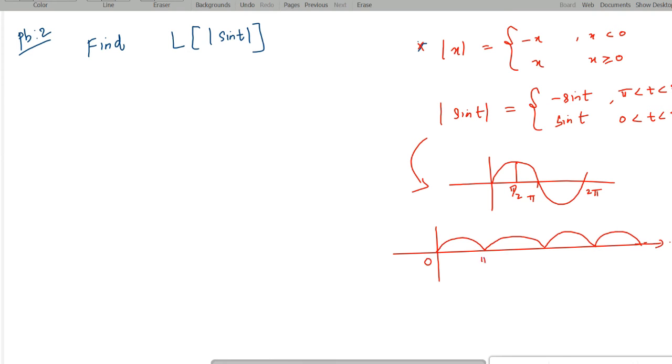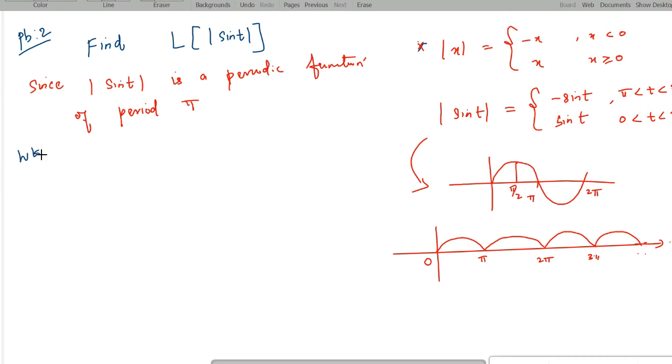So further you may get like this. From that you can decide modulus sin t. So since modulus sin t is a periodic function of period pi, now I am going to apply the Laplace transform of a periodic function.